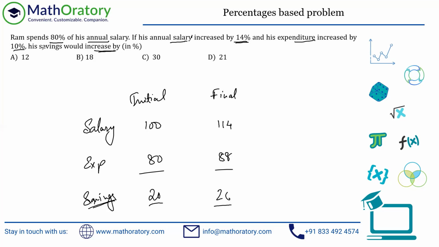And what is the question looking for? Savings would increase by. So we are looking for this as a percentage change, right? So we're looking for 6 by 20 as a percentage. So this is 3 by 10 or 30% as the answer. So pretty straightforward question, nothing too much into this.